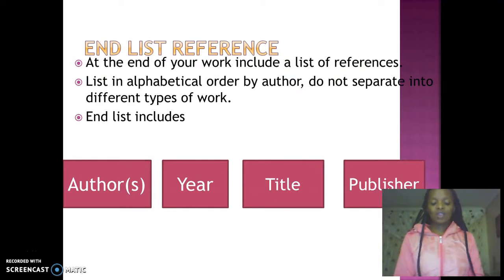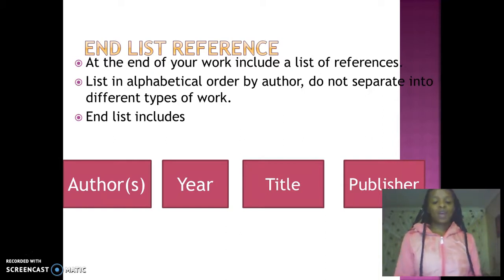Moving on to the end list referencing. At the end of your work, you include the list of references. This is the list of people you have cited in your work. As I've said before, when I was comparing referencing and bibliography, the end list reference is always in alphabetical order by author, because we always start with the author. So based on the authors, you always put them alphabetically.